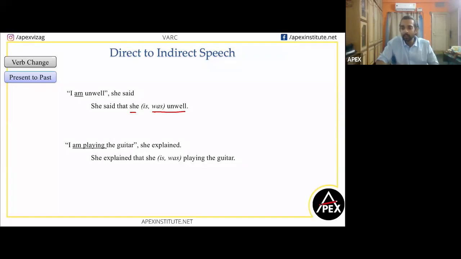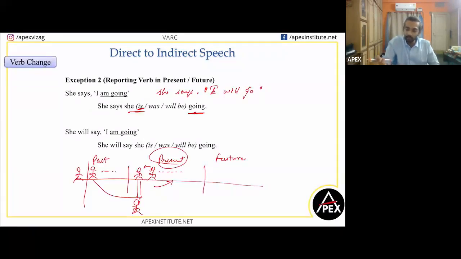ఓకే, లిఖిత, second example of what you are talking about this. She will say I am going. She will say she is going. See, over here, will say is my will say part. But for this, am is what I'm looking at for is. So this am is always going to be is only.